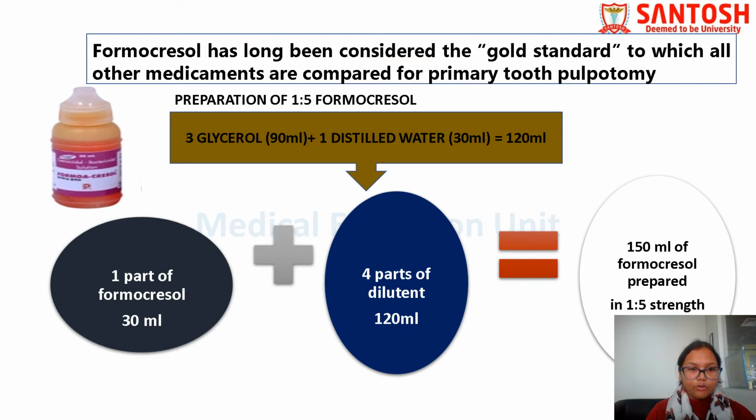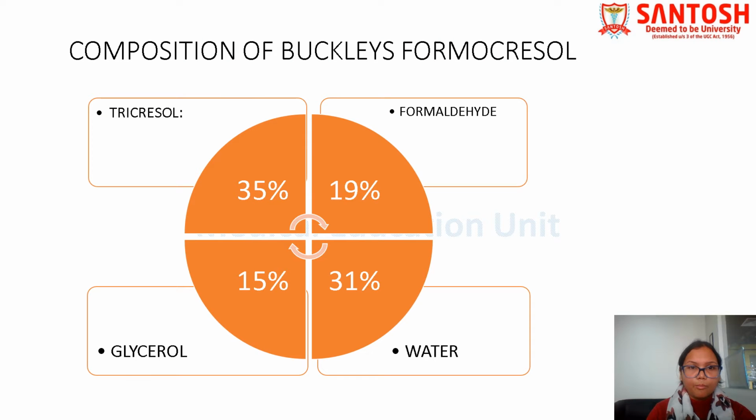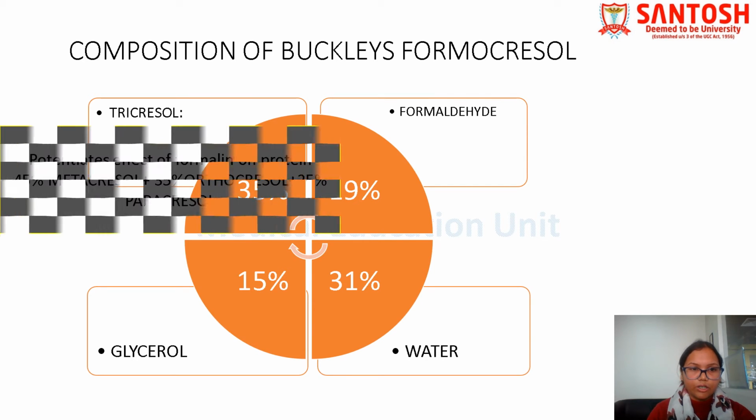So one part of formocresol, that is 30 ml, and the diluent which is used as the vehicle is 120 ml, which is glycerol and distilled water. So a total of 150 ml of formocresol is prepared in the strength of 1:5. This composition is known as Buckley's formocresol as well. The composition of Buckley's formocresol will be cresol, formaldehyde, glycerol and water.